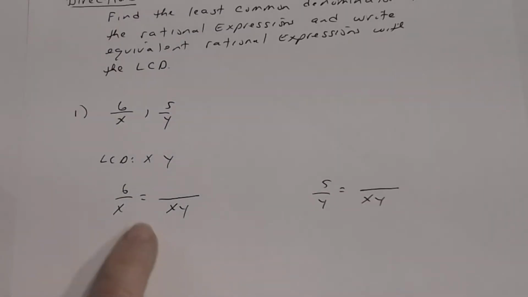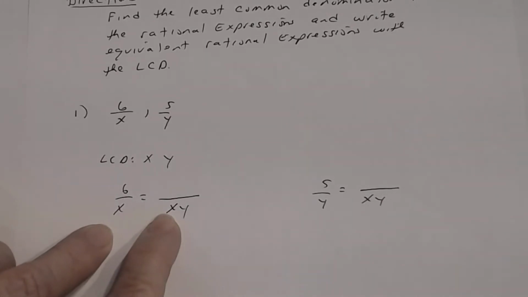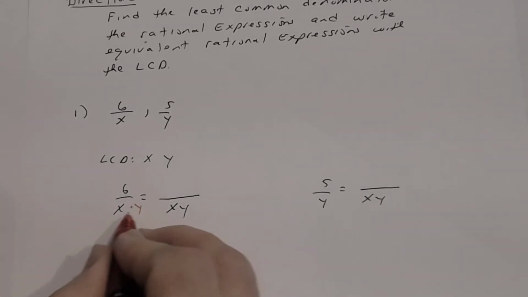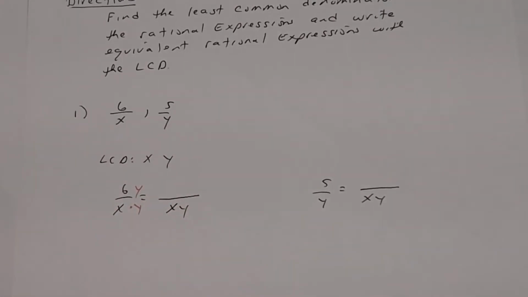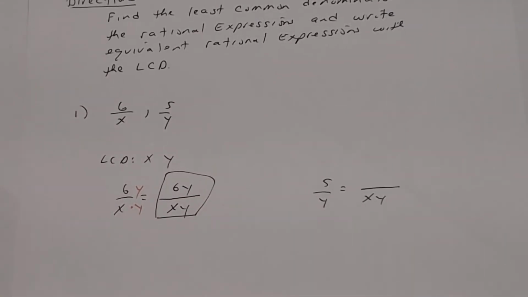Look at what you have. I have a factor of x. This is what I want to end up with: x times y. So what's missing here? The y. Some students will say, all right, I'm going to multiply this by y. What I do to the denominator, I have to do to the numerator, right? And so then I get 6y. So that will be your answer. So 6 divided by x is equivalent to 6y over xy.